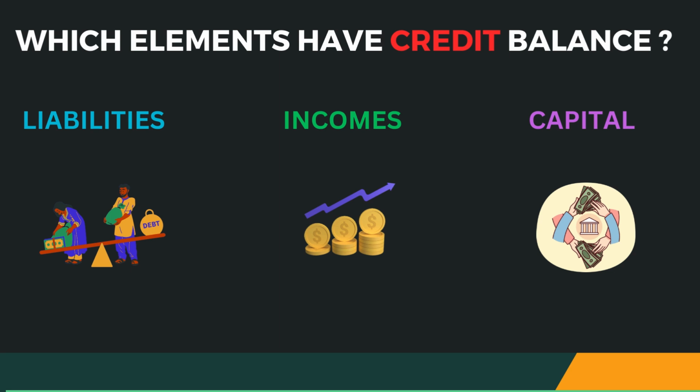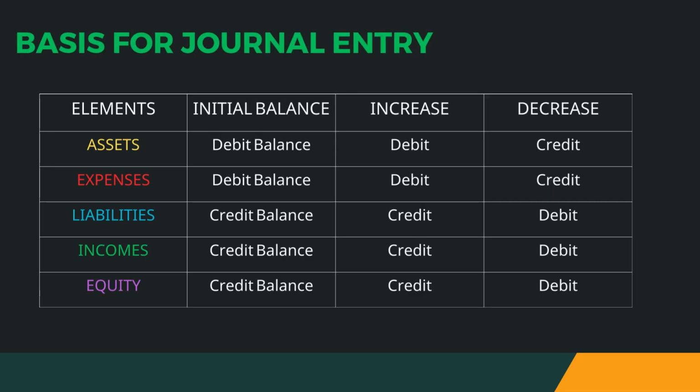But the problem arises when there is an increase or decrease in any of these elements. The solution to this problem is that an increase in any element is directly proportional to their nature or the initial balance of that element. What does it mean? This could be summarized with the following table. As an asset has a debit balance, then if there is an increase in the asset, it will be debited, and if there is a decrease in the asset, it will be credited.